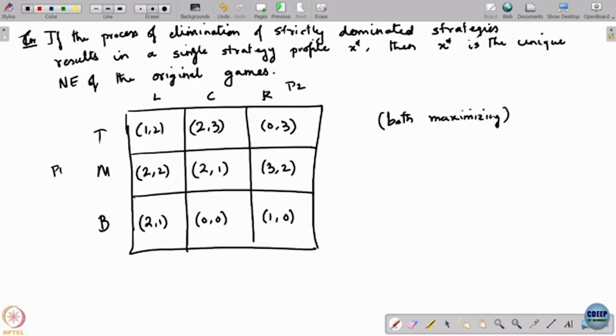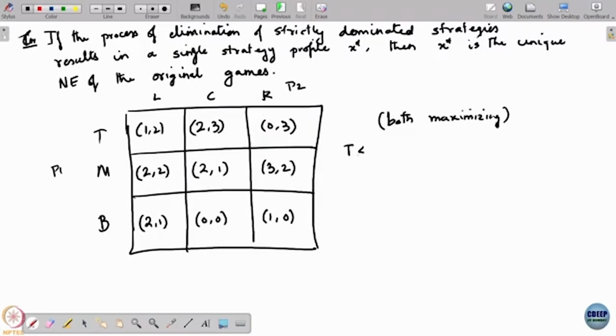Yeah, so there are several options. There are strategies in this game that are weakly dominating other strategies. And the point I want to make is that actually the order in which you eliminate will matter. So let's go through one or two different orders.